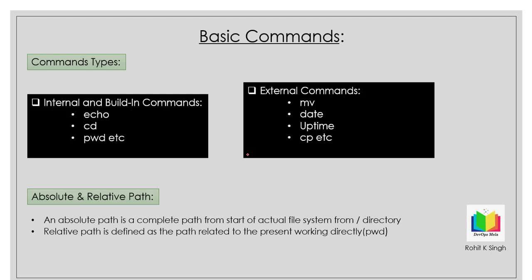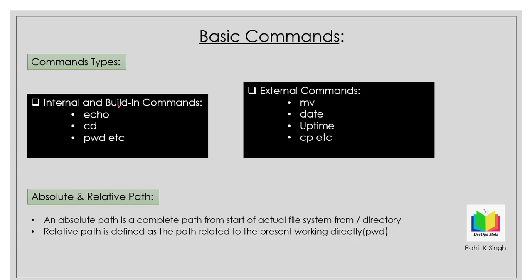There are multiple absolute and relative paths given over here. An absolute path is a complete path from the start to the actual file. Relative path is defined as a path related to the present working directory. So this is something we have seen.